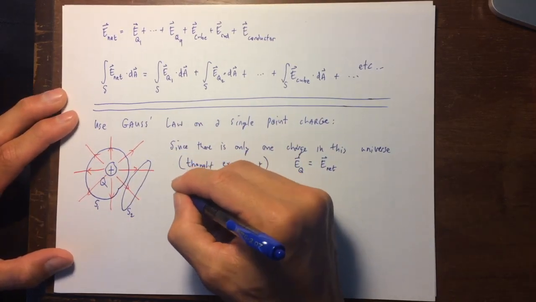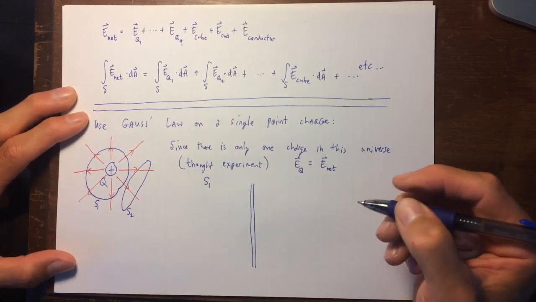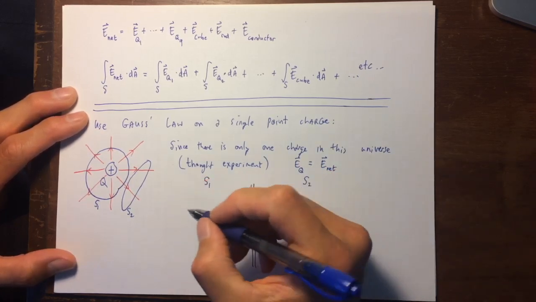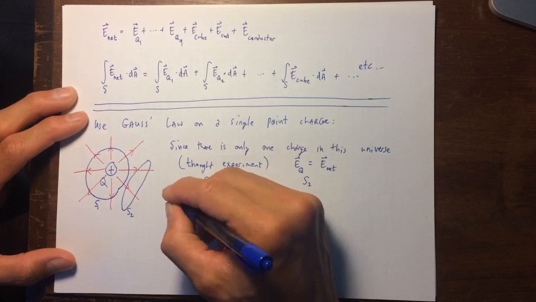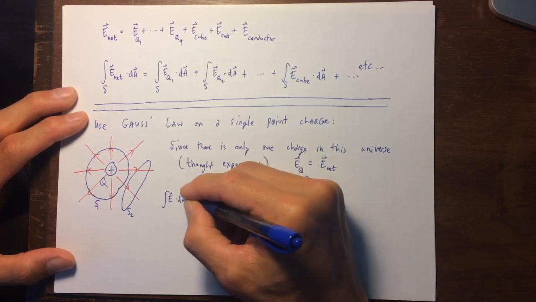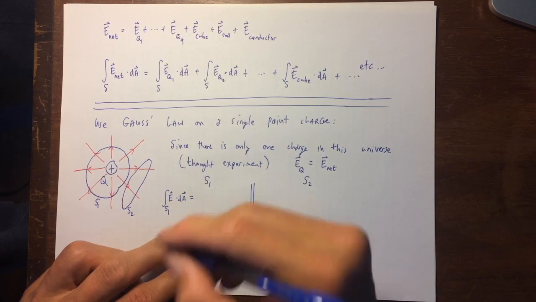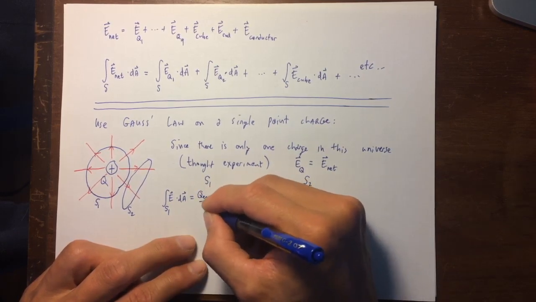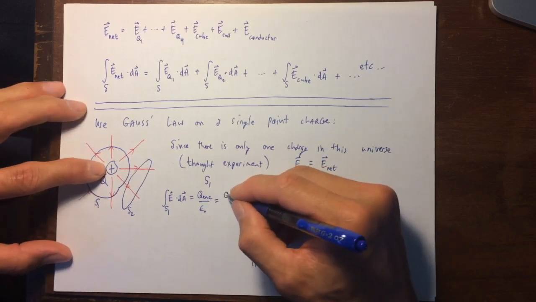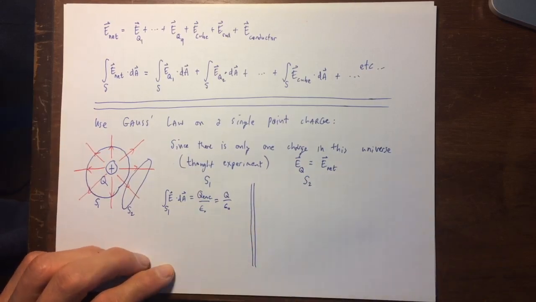So let's use Gauss's law twice. Here is Gauss's law for S1, and I'll do Gauss's law for S2 over here. So the flux of the electric field through the surface S1, in this case, the enclosed charge inside of S1 is all of Q. It's Q over epsilon 0. Yeah, and that's what I have.